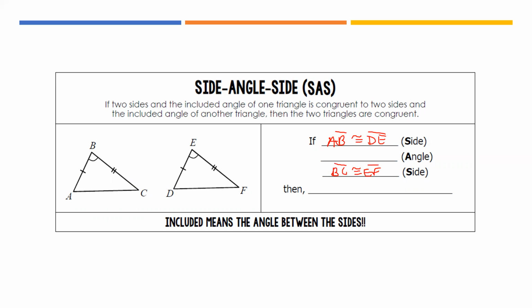And when we say included angle, that means the angle that's touching both of those sides. So that would be angle B and angle E. If that's true, then you can say that triangle ABC is congruent to triangle DEF by side angle side. Included means the angle between the sides. Remember that. Okay, so let's look at some examples with side angle side.